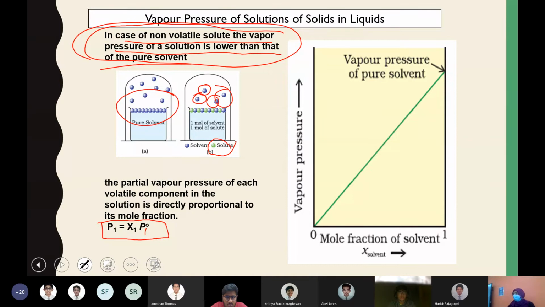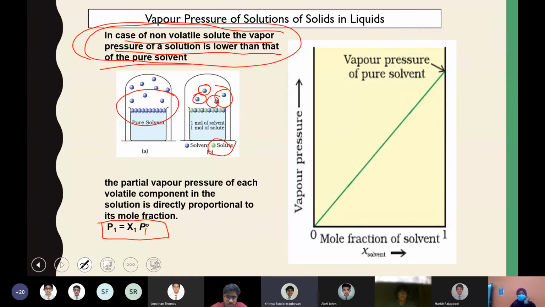The graph is the same graph of Raoult's law, but you have only one line because there is only one volatile component. Raoult's law is applicable only for a volatile component. If you are adding sodium chloride, you can't write it in terms of sodium chloride because it's not volatile. In the previous case, both the liquids are volatile. That's why you have got 2 graphs in the same thing.